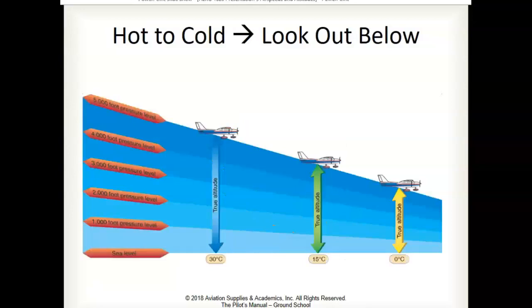The same problem with our altimeter exists for different temperatures, and unfortunately we can't adjust our altimeter for change in temperature, so we just have to keep this in mind. When you fly from an area of hot weather to an area of cold weather, the same thing happens. Your altimeter indicates that you're higher than you really are.